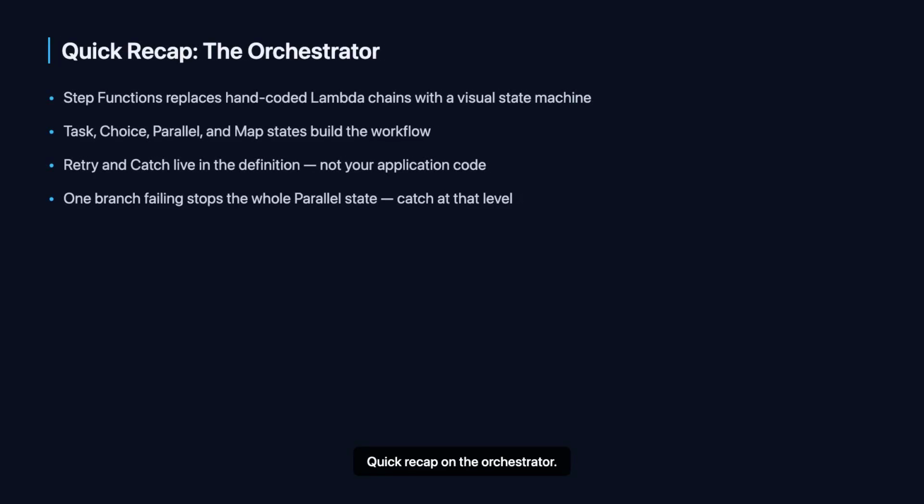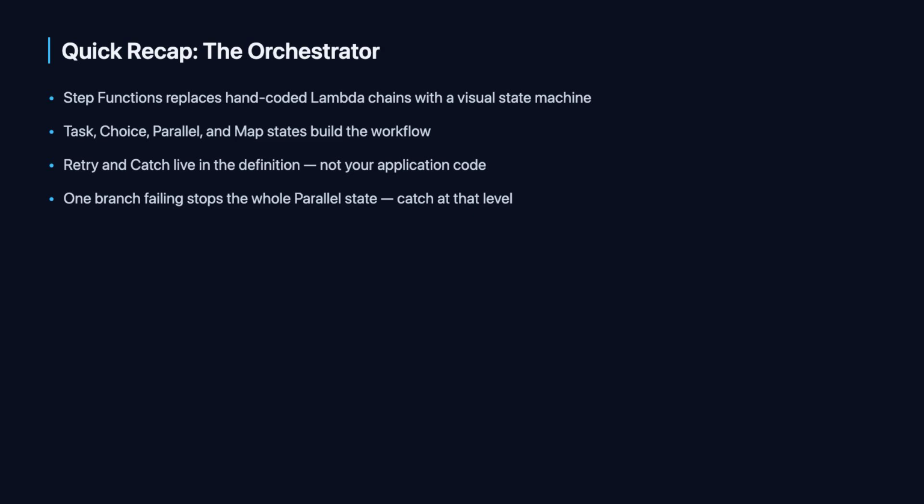Quick recap on the orchestrator. Step Functions replaces those hand-coded Lambda chains with a visual state machine. You build the workflow from task, choice, parallel, and map states. Retry and catch are stored in the workflow definition, not scattered through your application code. And remember the parallel behavior. One branch failing stops the whole parallel state, so catch at that level. Next, we look at the one decision within Step Functions that trips people up the most.